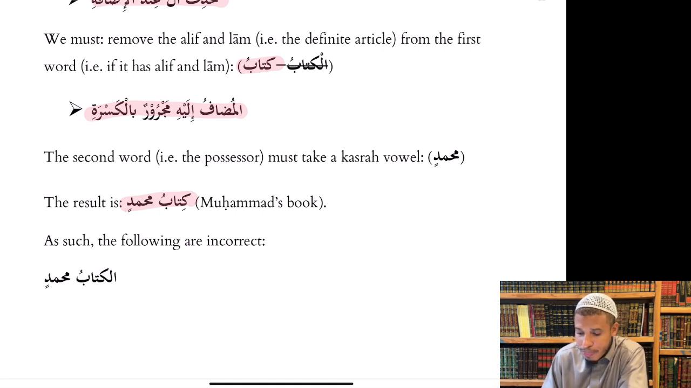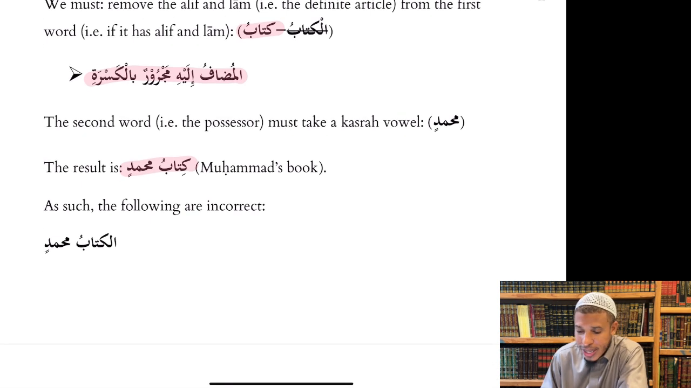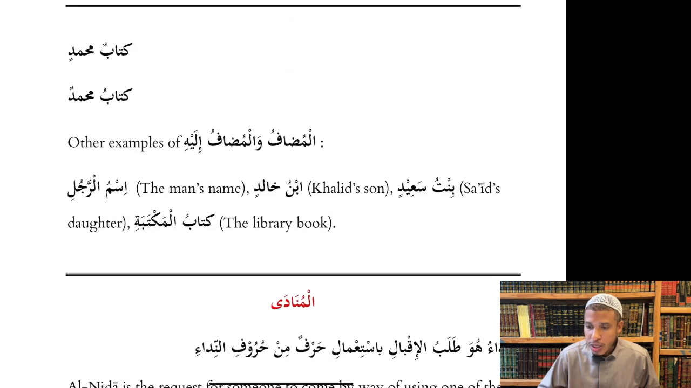Kitabu Muhammadin. So as such, the following are incorrect. You can't say al-kitabu Muhammad. Why not? What is wrong in this mudaf ilay structure? If you said that the mudaf cannot have alif lam, the harf ta'rif, then you're correct. Now, kitabun Muhammadin. Why is this incorrect?